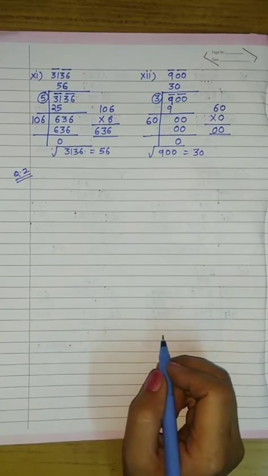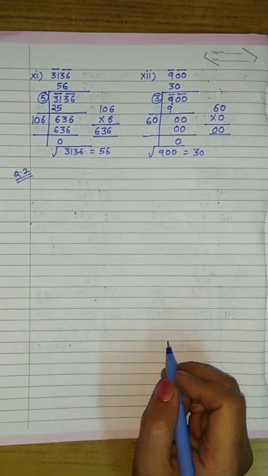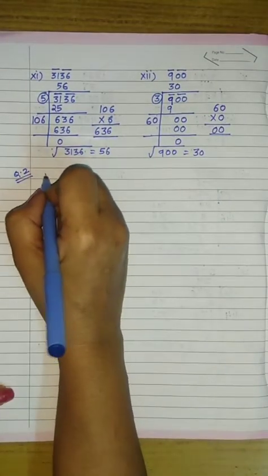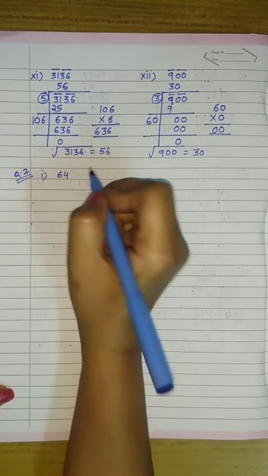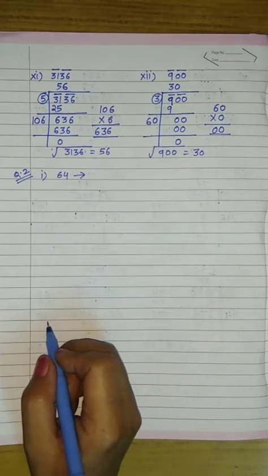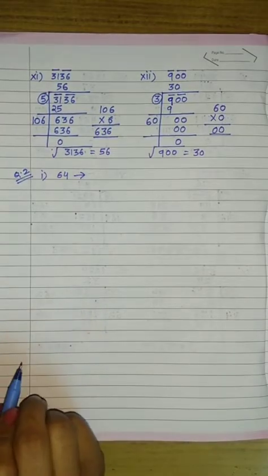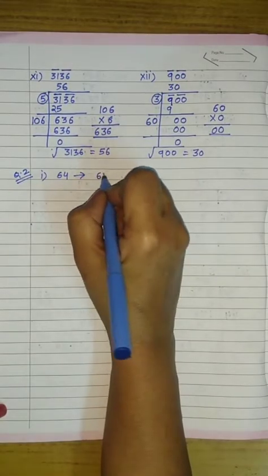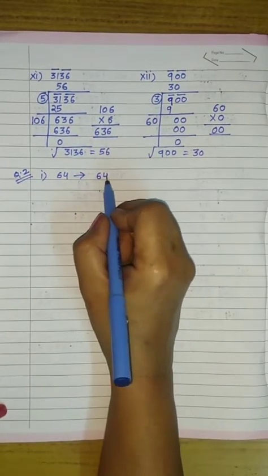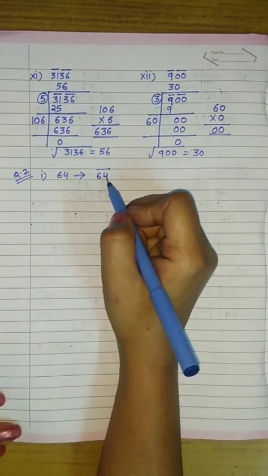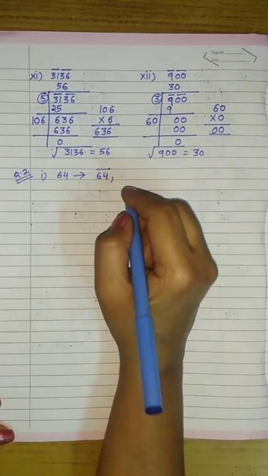In this question, we have to find the number of digits in the square root of the given numbers. Now the first part of this question is 64. What we have to do is put bars on the given number. The number of digits in the square root of the given number will be decided by the number of bars it has. The given number 64 will have only a single bar because we put bars on pairs of digits. So the number of bars is only 1.